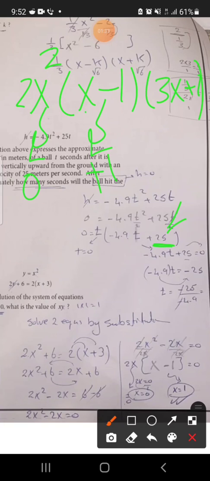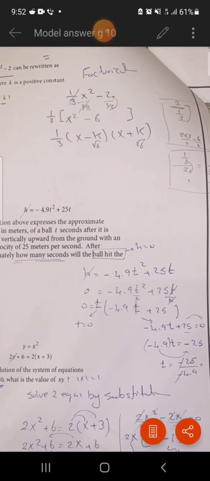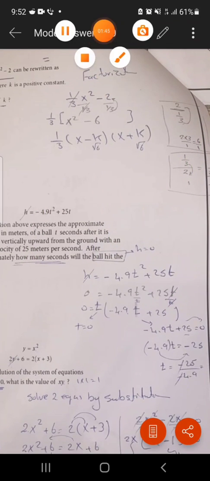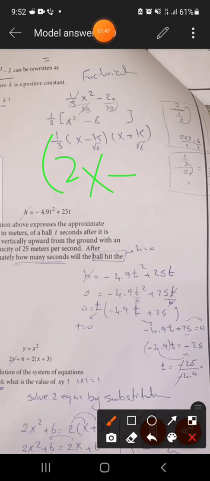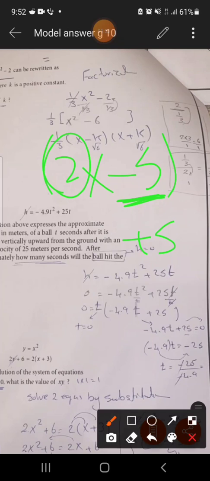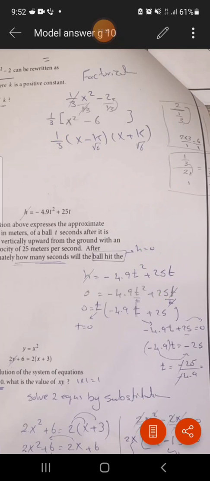What about here? 3x plus 1. What you will do? Plus 1 will be taken with the opposite, which is negative 1, divided by 3. Another one like this: 2x minus 5. What is the answer? Take positive or negative with the opposite sign. Here it will be positive 5, and take 2 with divide. But let's see our question here.